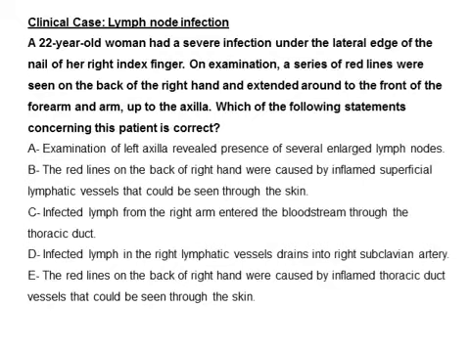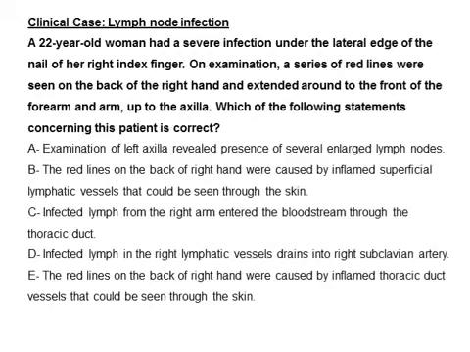The second choice, the red lines on the back of the right hand were caused by inflamed superficial lymphatic vessels that could be seen through the skin. Yes, that's correct. Because we have infection in the right index affecting the back of the right hand when you see this series of red lines. So these red lines are caused by inflamed superficial lymphatic vessels, and that could be seen through the skin. Yeah, that's true. Let's see the other choices whether it is correct or not.